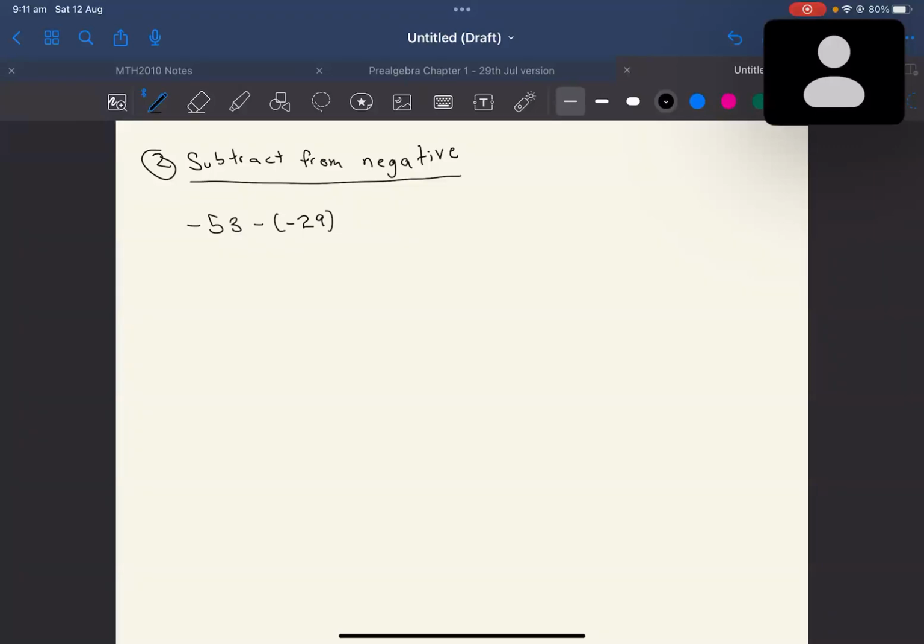What's the first step here? Oh, you had to do the negation of 29. Negative 29. Yeah. That becomes negative 53 plus 29. Yeah, so there's a plus now.